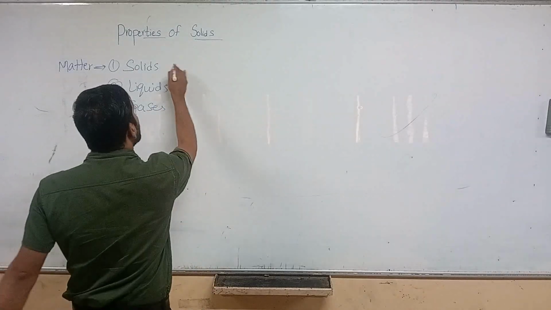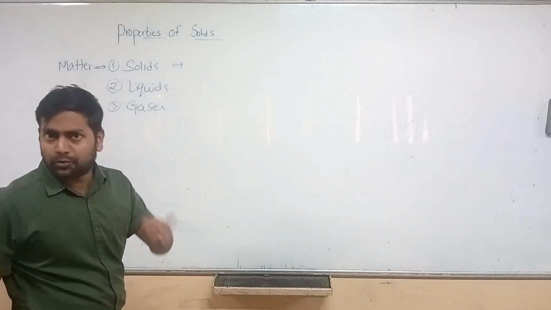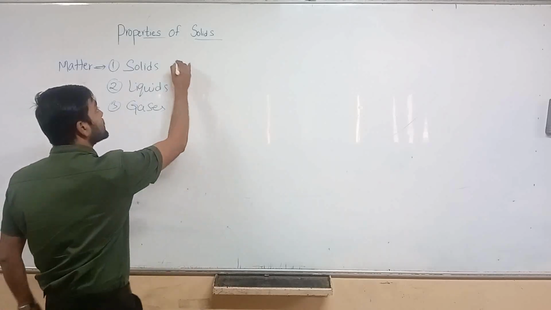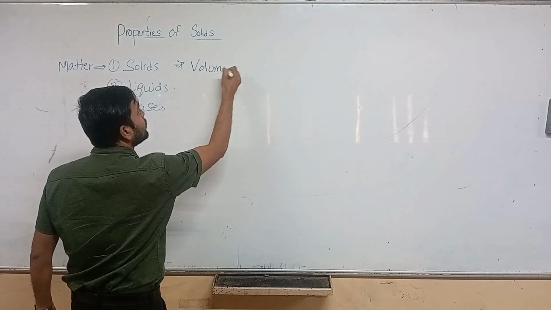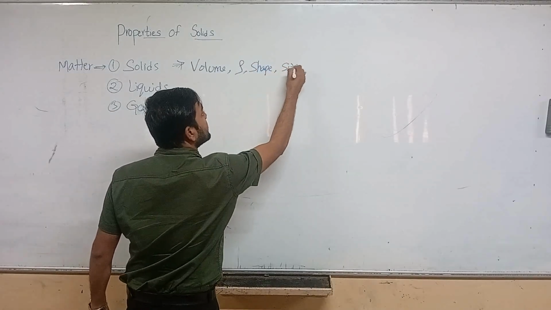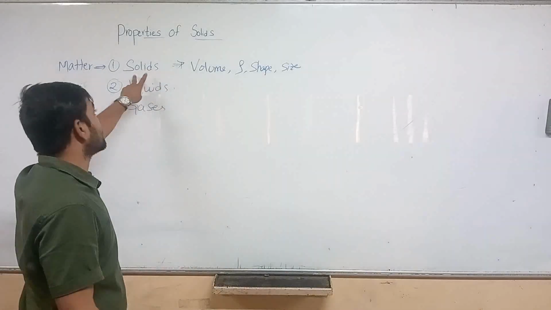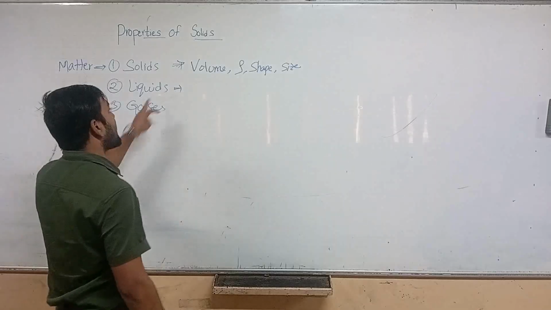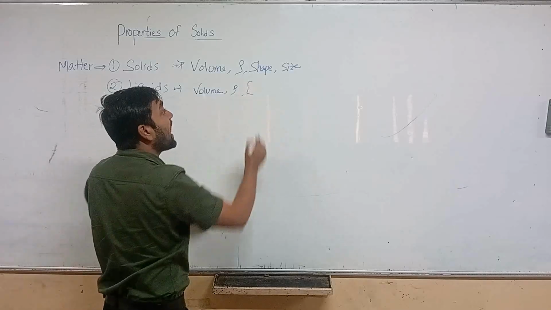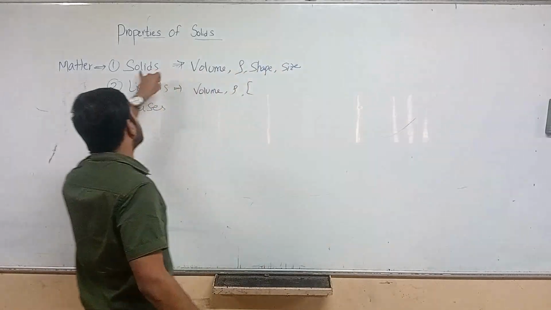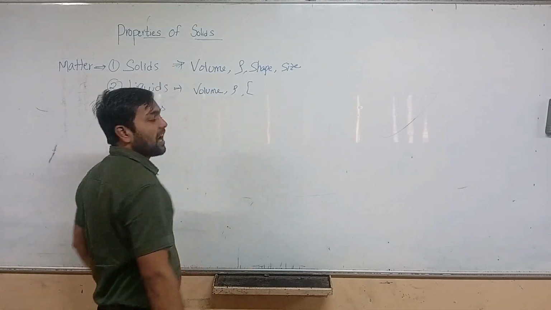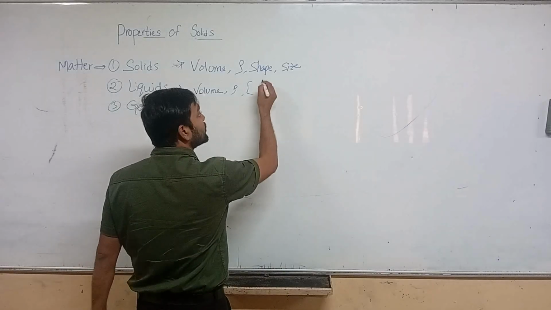In solids we have particular volume, density, shape, and size; everything is considered. Compared to solids, liquids have volume and density, but they do not have a particular shape and size, whereas solids have a particular shape and size.